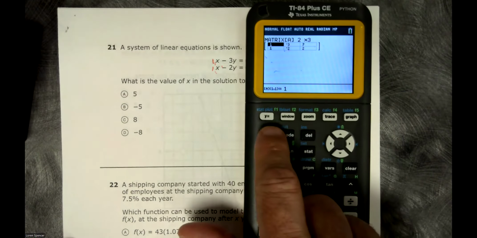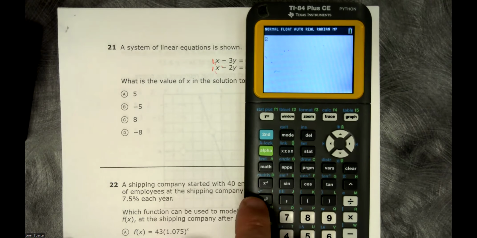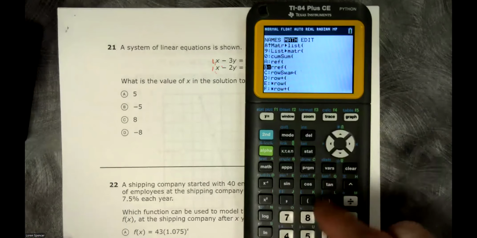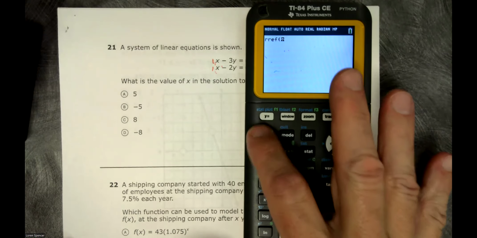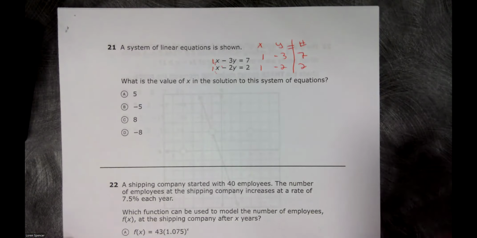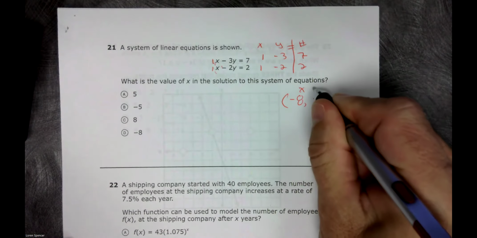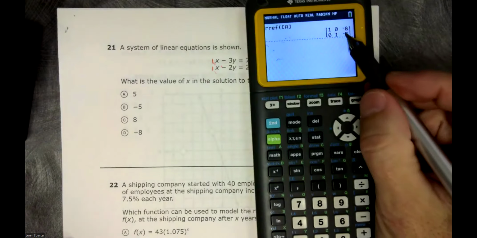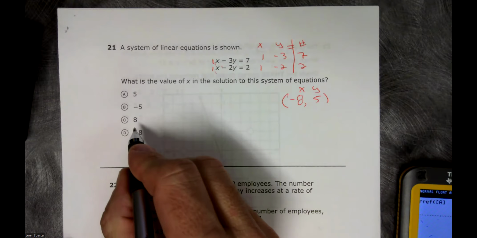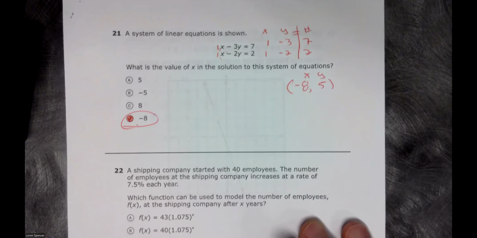Once I have that, I have to leave the matrix, which is just blue and mode. Then I'm going to go back. Blue, matrix, arrow over to math. I'm going to drop way down to letter B, which is RREF, press enter, and then blue matrix and enter twice. And my answer choices are -8 and 5. So -8 and 5, where this is my X and this is my Y. Please notice the first one in the column is X, so that's my first answer choice. So my answer to 21 is D. It's easy to do with matrices, but if you need help with matrices, come see me.